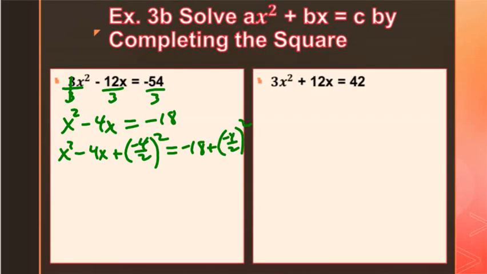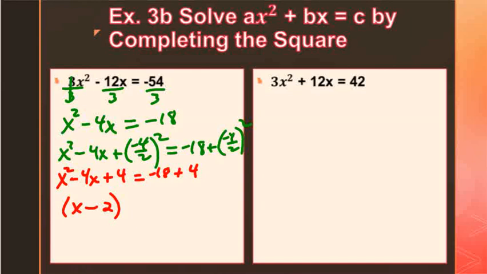Negative 4 divided by 2 is negative 2. Negative 2 squared is 4. So now I have x squared minus 4x plus 4 equals negative 18 plus 4. So now if I factor this side, not x minus 4, x minus 2 squared. Because a negative 2 times negative 2 is 4. Negative 2 plus negative 2 is negative 4. This side I have a negative 14.